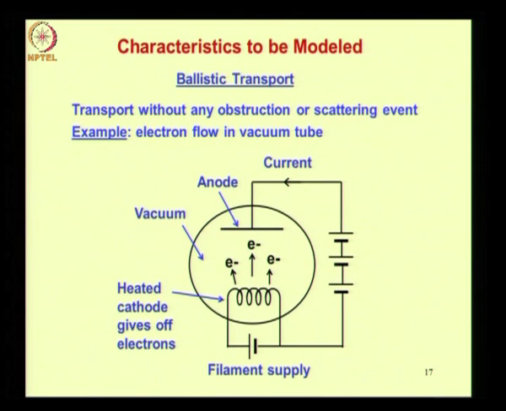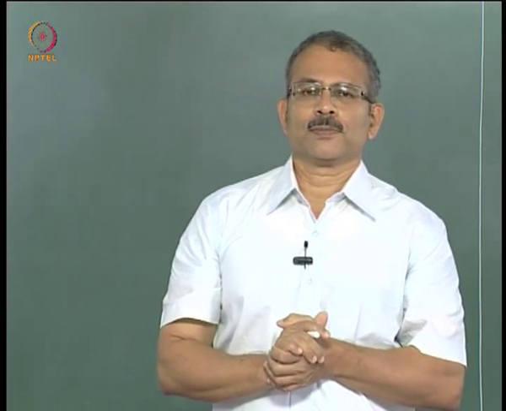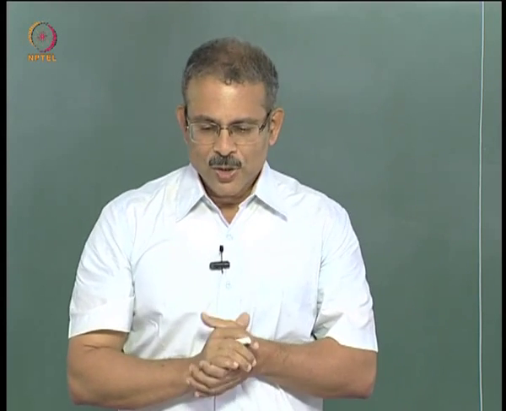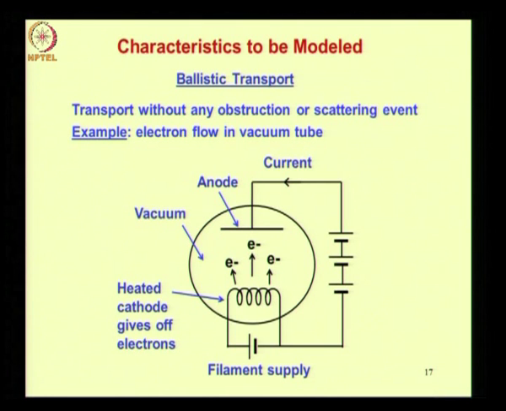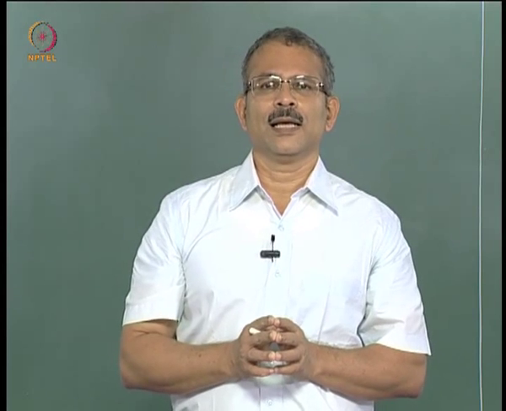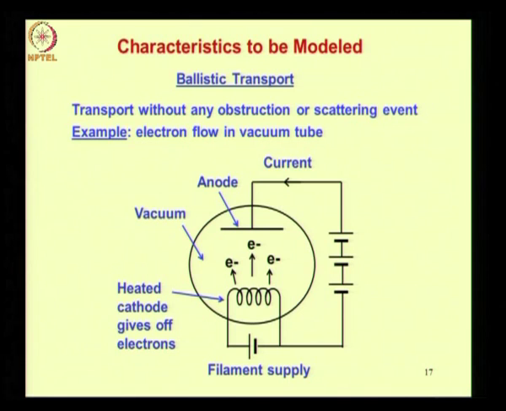Here we are talking of ballistic transport. The slide shows not a semiconductor but a vacuum tube. The ballistic transport can be very well understood with the example of a vacuum tube, and later on we can see how such a situation can arise in a semiconductor as well. So what is ballistic transport? As the slide says, it is a transport without any obstruction or scattering event.